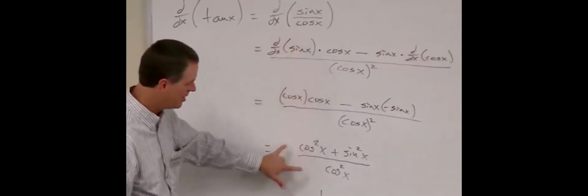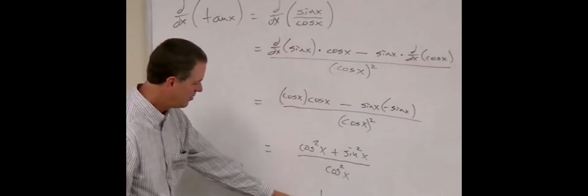Any guesses what the derivative of cotangent is? Did we all follow the tangent derivation? Quotient rule, and then we simplified, did some trig identities, the Pythagorean trig identity, the reciprocal identity for secant. What about cotangent? Any guesses? Oh, cosecant. That's correct.